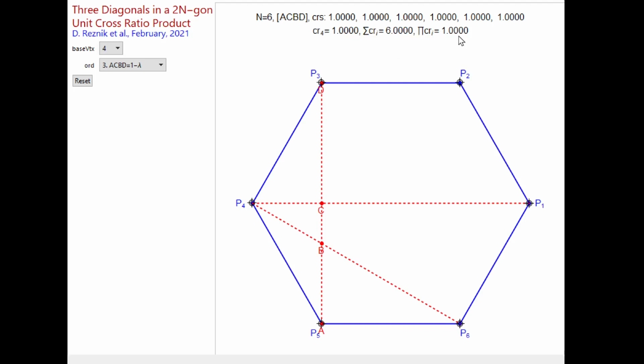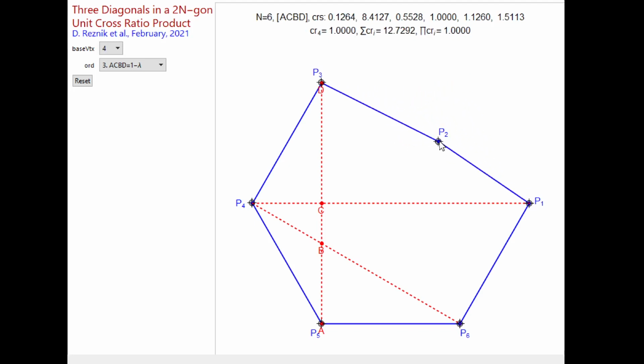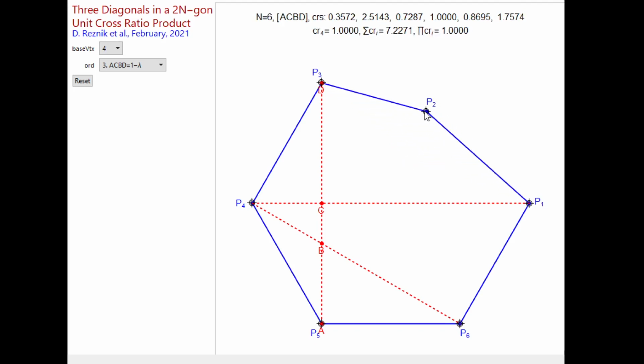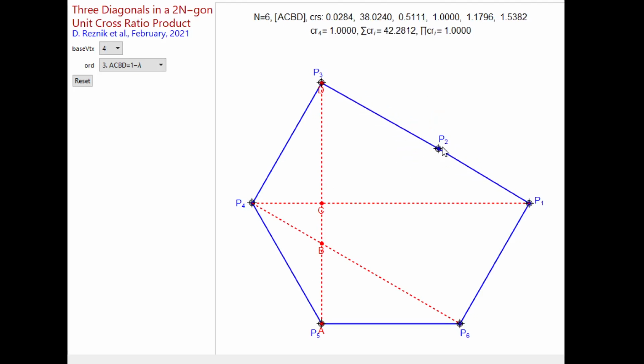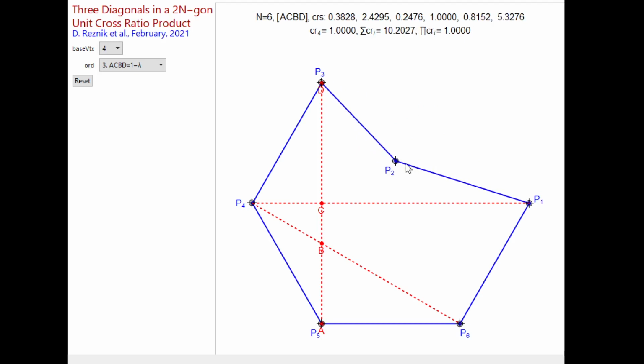Now let's go ahead and move one of the vertices around. Let's move P2 around. Look at what happens. When P2 moves around, every single cross ratio is varying except for the fourth one, which is stuck at 1 as before. Why is it stuck at 1? Because as I move P2, I'm not affecting the construction with respect to P4. These 3 diagonals are frozen. But something else very neat is happening. The sum of cross ratios is variable. However, the product of cross ratios is stuck at 1.